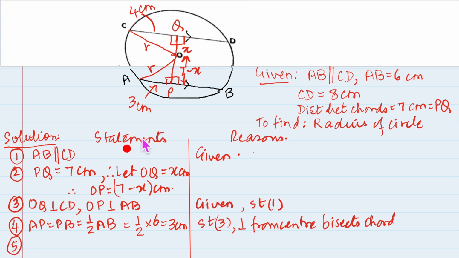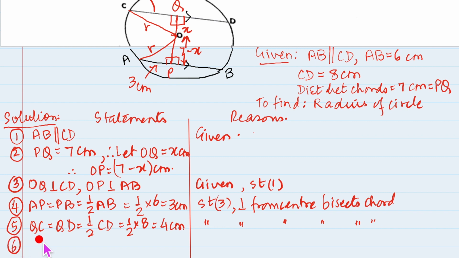Exactly the same thing we will write for QC and QD, and that will be equal to half of CD, which is half into 8, which is 4 centimeter, and this again will be from the same statement, so just write ditto marks. Alright, now we should be taking the right triangles. So in right triangle, which one we'll take?